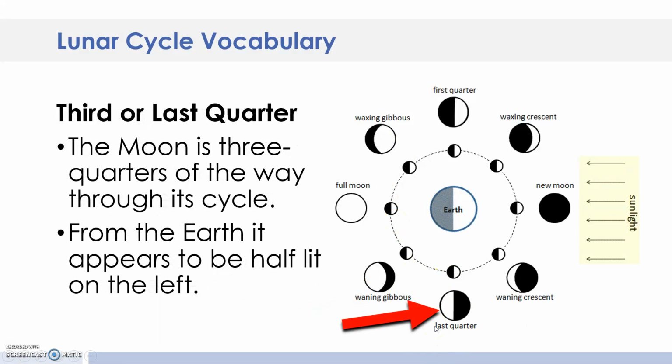Third or last quarter, you'll see either one of those interchangeably. The moon's 3/4 of the way through, so it's the third quarter. So from the Earth, it looks like it's half lit, but now it's on the left side because now it's over here. So we're looking at it, just this half. So now just this part is lit and this part is dark. So this is what it looks like to us as we're standing here on Earth looking up at the sky.